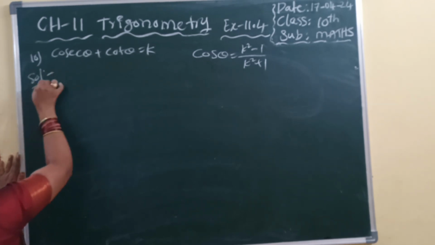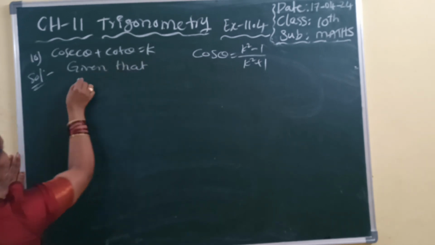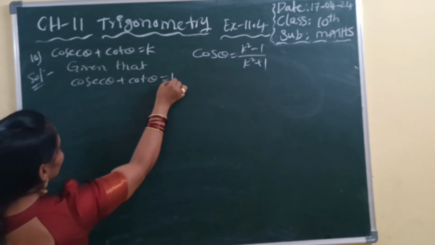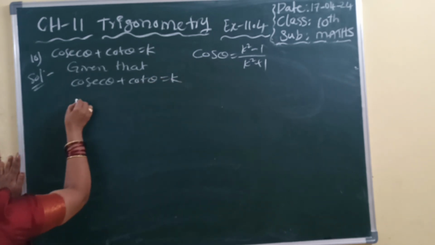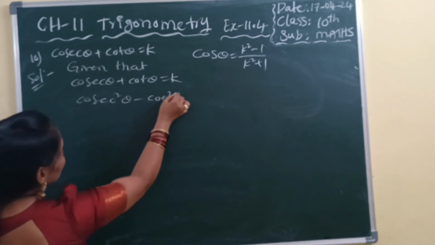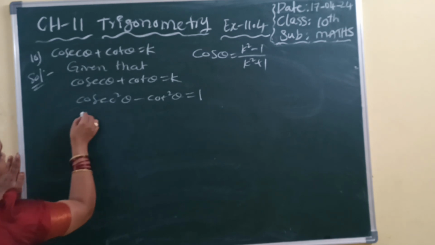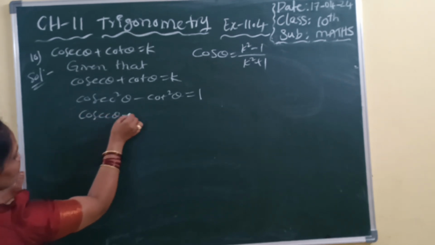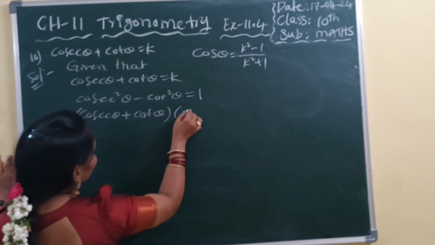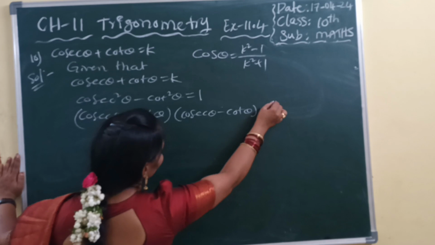Solution: given that cosec theta plus cot theta is equal to k. We know the identity, cosec square theta minus cot square theta is equal to 1. This is in the form a square minus b square, which can be written as a plus b into a minus b. So cosec theta minus cot theta is equal to 1.